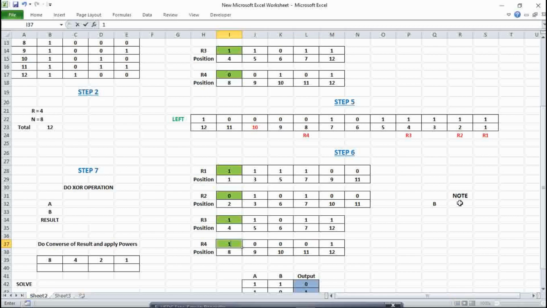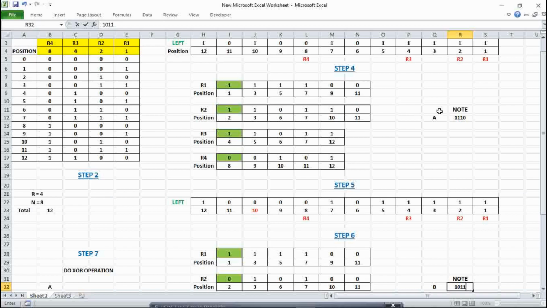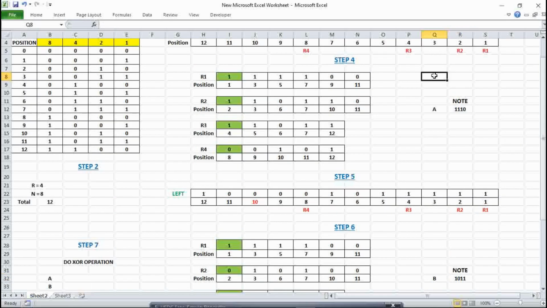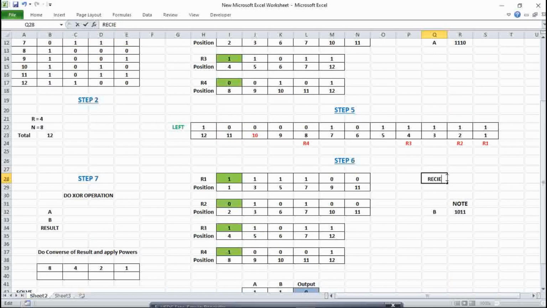Now copy the pattern that is followed here from top to bottom. Remember, from top to bottom the pattern is 1 0 1 1. After getting the pattern, this is the pattern that we got from the sender side, and this is the pattern that we got from the receiver side. I will write here, this is the pattern that I got from the sender, and this is the pattern that I got from the receiver side.